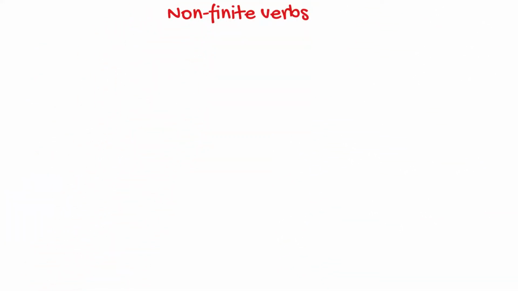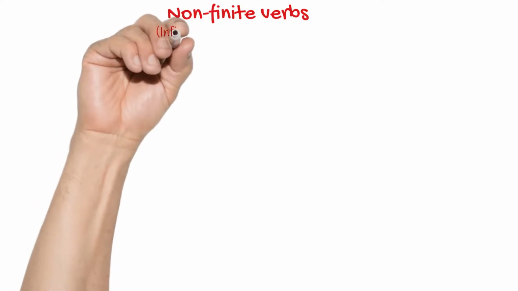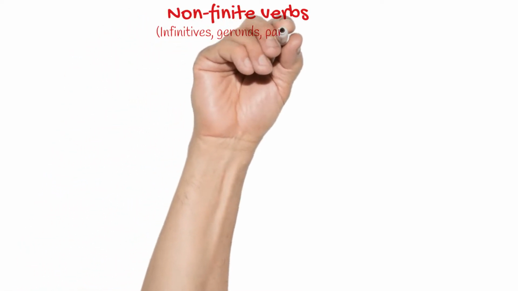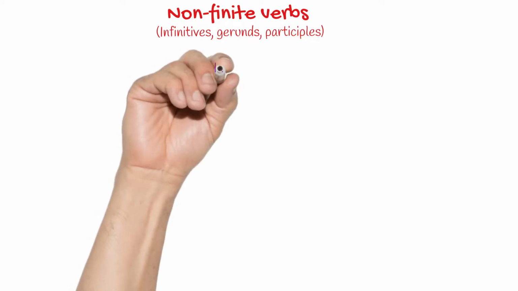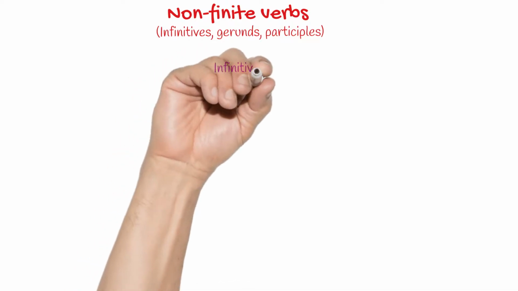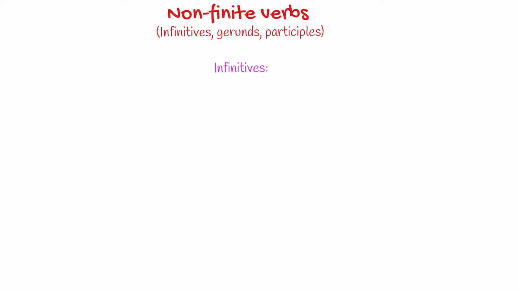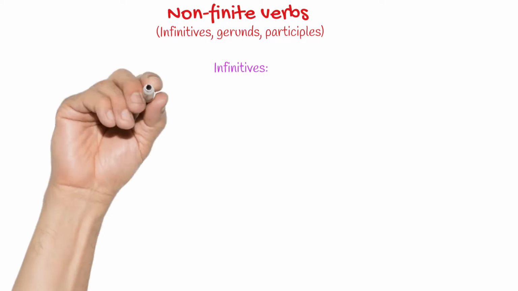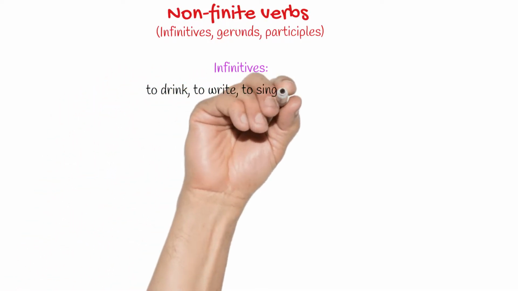Non-finite verbs are not fixed to any of the parameters we have seen concerning finite verbs. These verbs are infinitives, gerunds, and participles. We must add the particle to to the base form of verbs to make them infinitive. Examples: to drink, to write, to sing, etc.